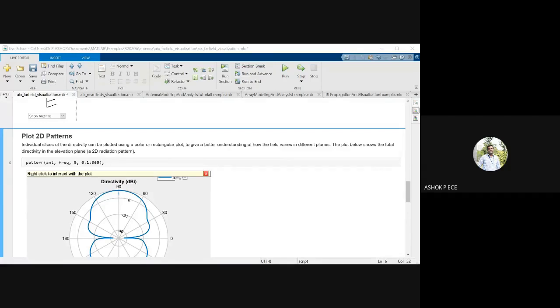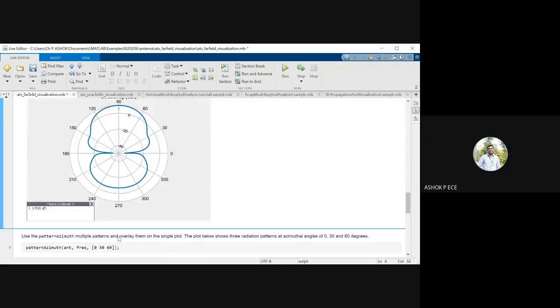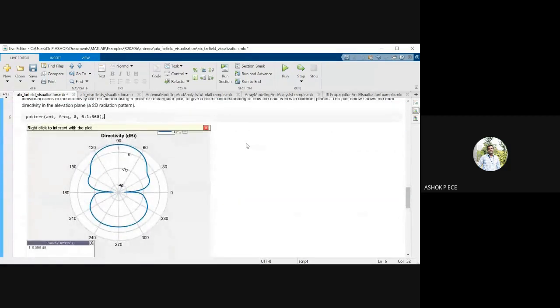Very 2D pattern. You can see here, along 90 degrees, it is having maximum directivity. On the reverse side, you have minimum directivity. You have a major lobe and a minor lobe also. Any antenna, you cannot have without a minor lobe. So definitely minor lobes will be there for all the antennas. So this is for the entire 0 to 360 degrees.